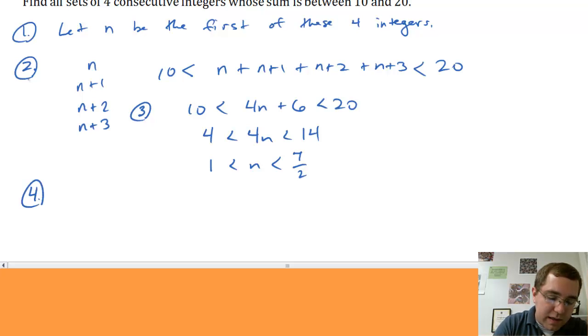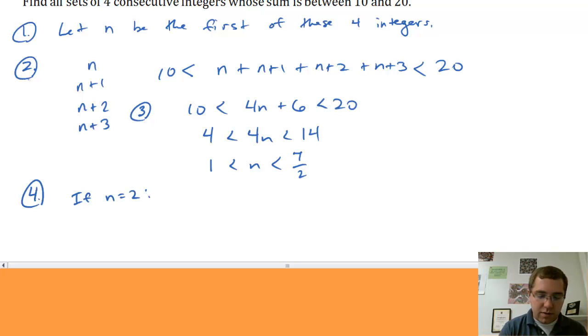Step number 4, let's answer the question. So find all sets of 4 consecutive integers whose sum is between 10 and 20. Well, what am I getting from number 3? I'm getting the range of where the first number can be. n is that first integer. It must be bigger than 1, and it must be less than 7 halves. Well, 7 halves is 3.5. So it must be bigger than 1, but less than 3.5. Well, that only gives me 2 and 3, because it's an integer, so it's a whole number. So n can only be 2 or 3. So I've got two possibilities.